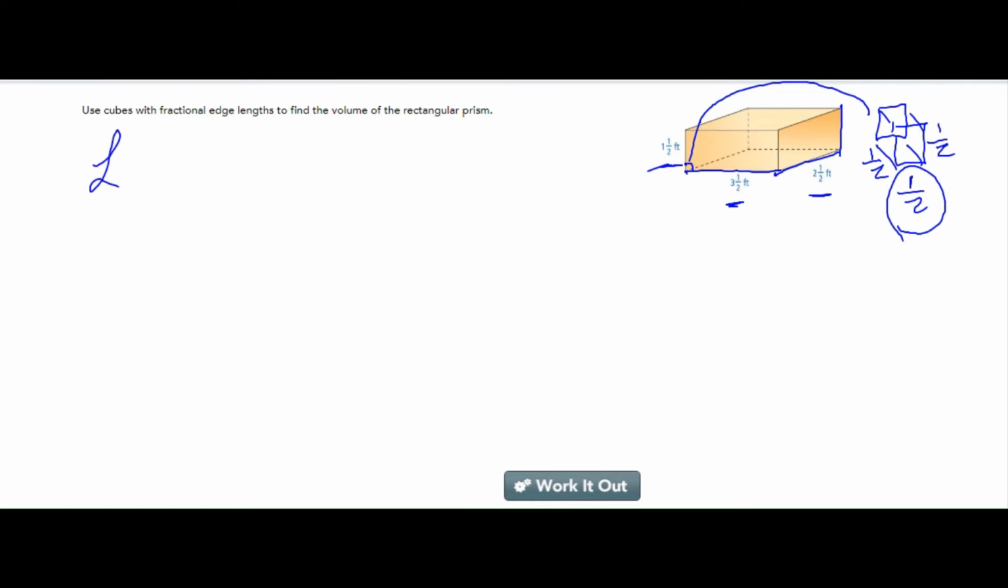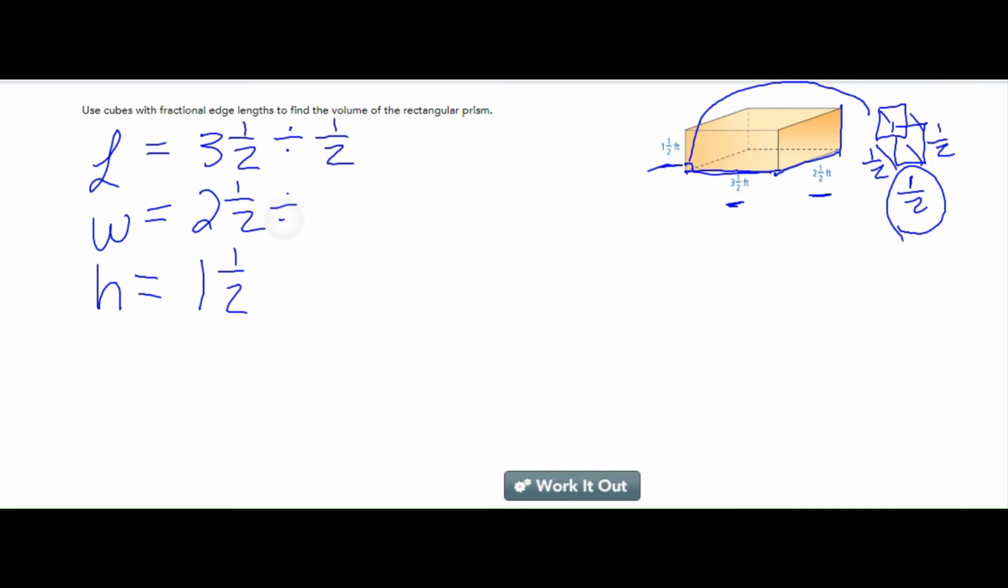So for my length, my width, and my height: for my length, I'm going to use 3 1/2. For my width, I'm going to use 2 1/2. And for my height, I'm going to use 1 1/2. And then I have to divide by my edge length, which is 1/2. And this is going to tell me the number of cubes I can pack along the length, along the width, and along the height.